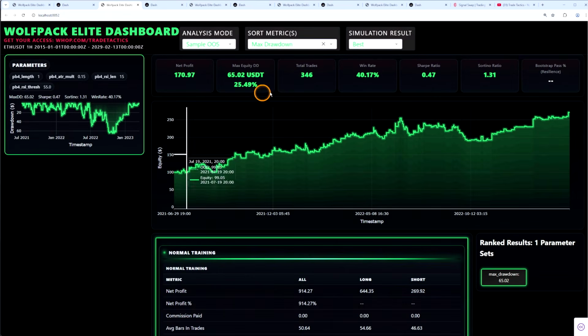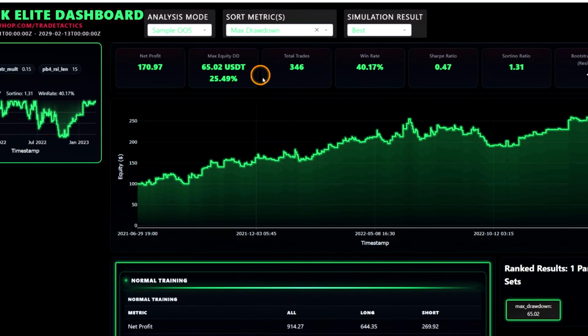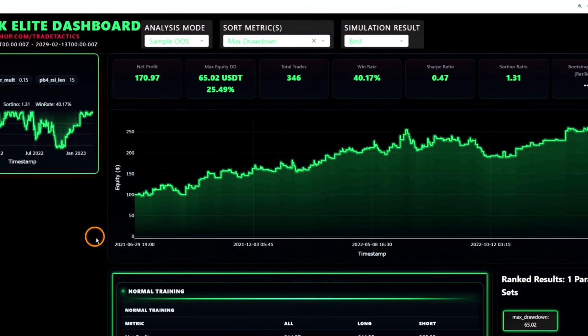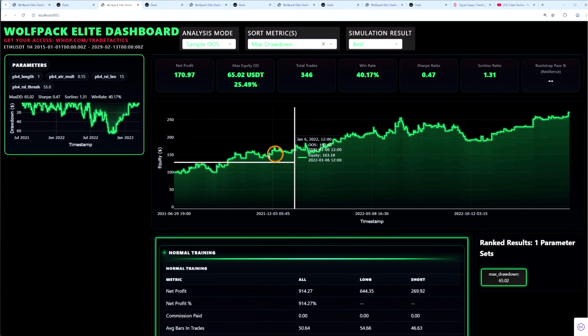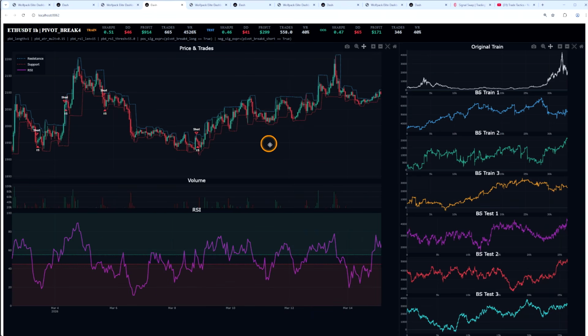All of these metrics are one-to-one with TradingView because I just like it that way. It doesn't have to be programmed to TradingView, but if I'm converting the strategy back into PineScript ever, then I'd just like to have it one-to-one. So I prefer that. So looking at this strategy, this is the pivot break 4 strategy.